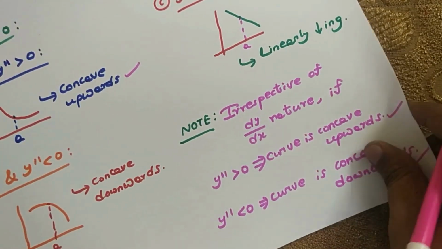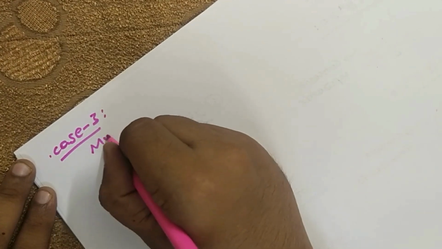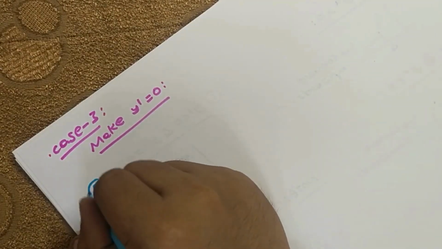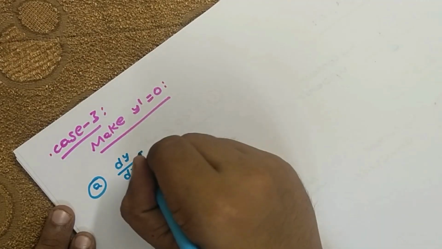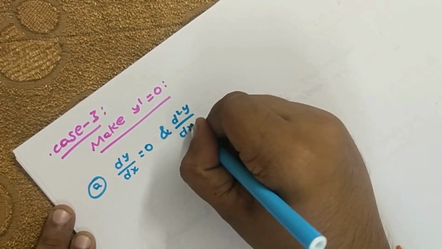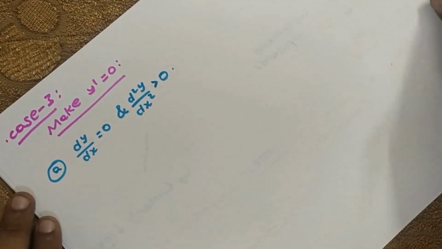All right, so let's move to case 3 now. Let's make our y dash as 0. Okay, let's observe the conditions now. Let's take the first case: dy by dx, that is y dash, is equal to 0 and d square y by dx square is greater than 0. These two have to be satisfied.